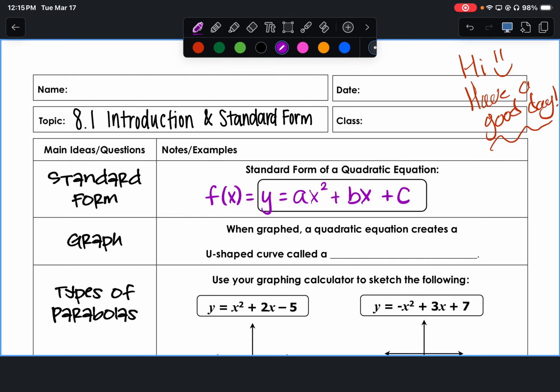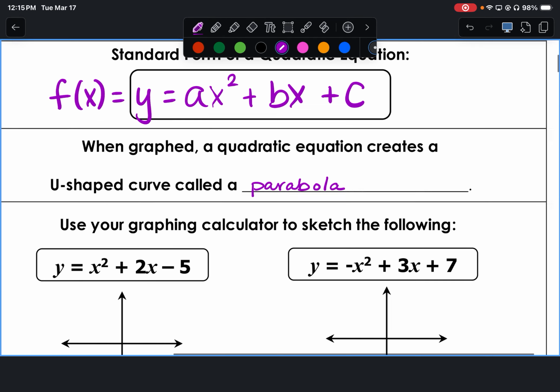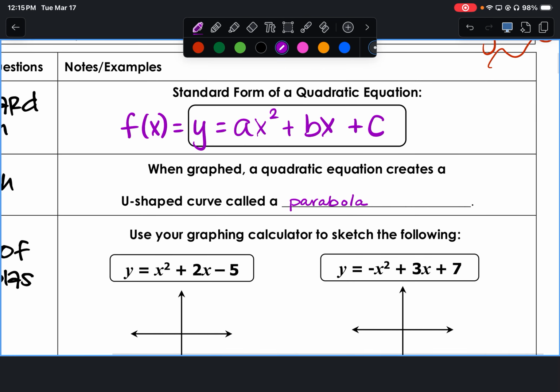Whenever we graph a quadratic equation, it creates a U-shaped curve called a parabola. It is spelled like parabola, and it is exactly what it sounds like when it says U-shaped curve. It is a curve that looks like a U. Okay, that is what a parabola is. Now, we're going to look at the types of parabolas, at least the types that are functions.